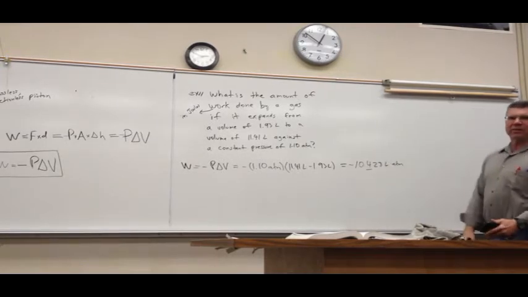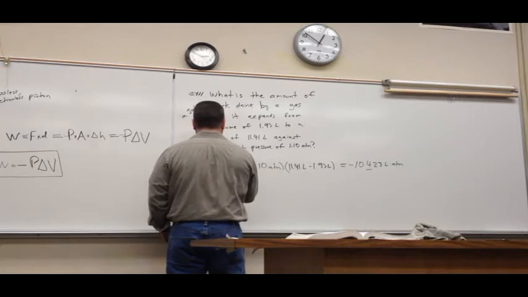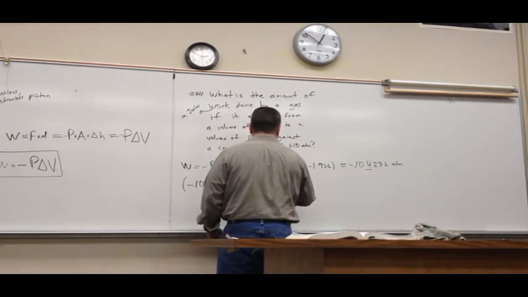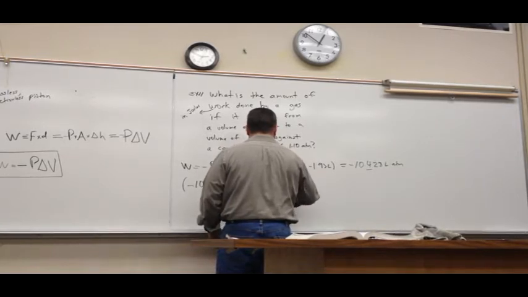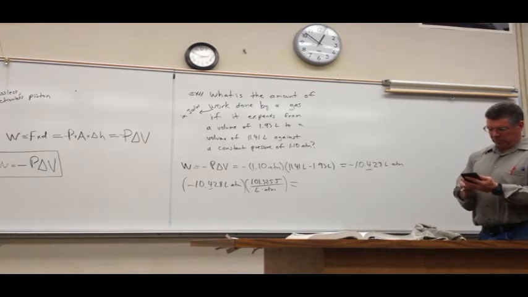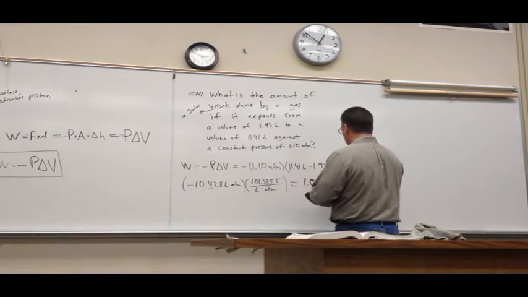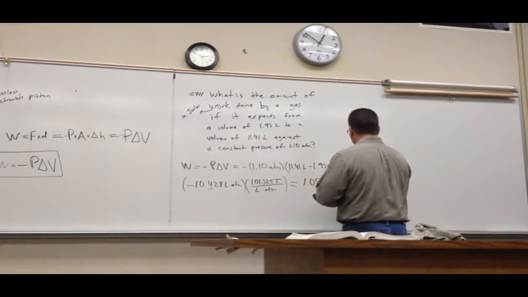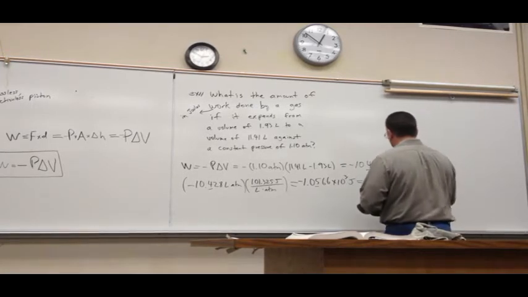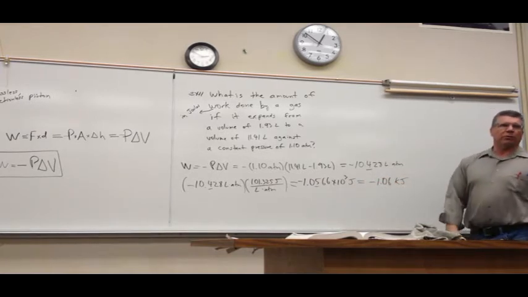We get minus 10.4 liter atmospheres. I asked for it in joules, so we're just going to convert it. To convert from liter atmospheres to joules, multiply by 101.325. We get negative 1.05 or 1.06 times 10 to the third joules, which is the same as negative 1.06 kilojoules.